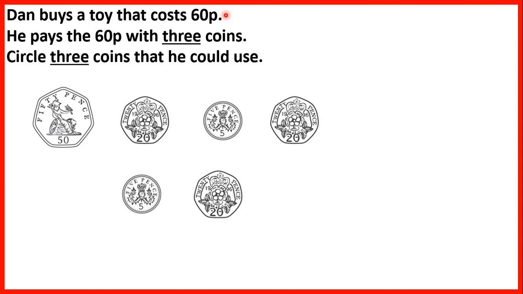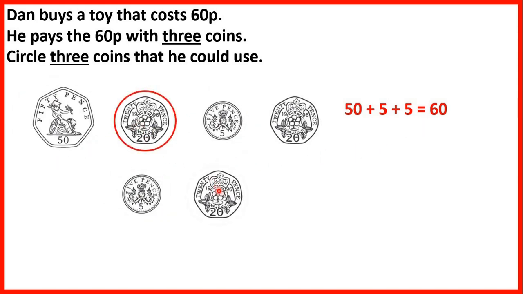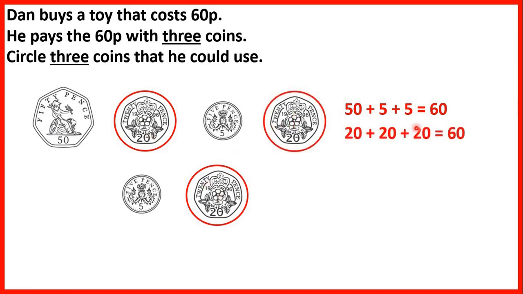Dan buys a toy that costs 60 pence. He pays the 60 pence with 3 coins. Circle 3 coins that he could use. So we could have 50 pence and then the 2 5-pence coins, because 50 plus 5 plus 5 is 60. Now there is another possible answer for this question. He could use all 3 of the 20 pence coins, because 20 plus 20 plus 20, or 3 times 20, is 60 as well.